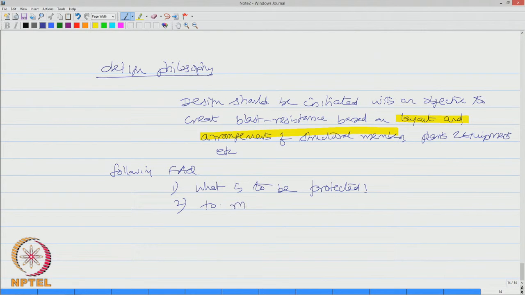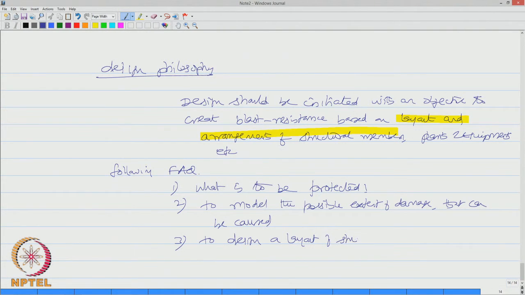To model the possible extent of damage that can be caused, and thirdly, to design a layout of the structural system so that it develops inherent protection.